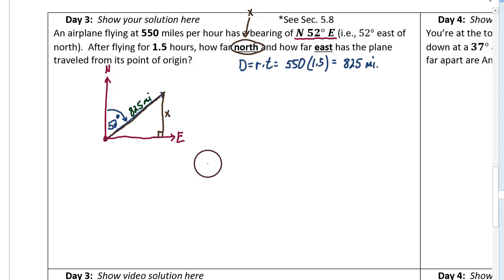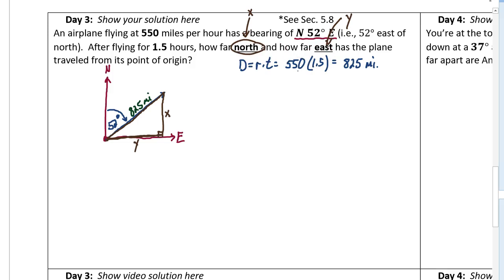The question also says, how far east are we from the starting point? That would be figuring out how long this side of the right triangle is. Let's call that Y. If we can find answers for X and Y, we'll have answered this question.